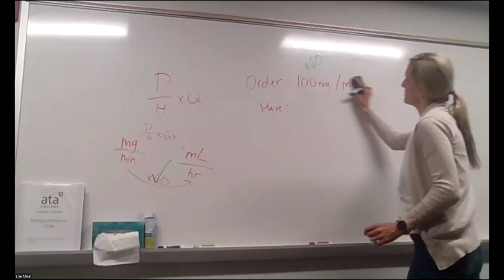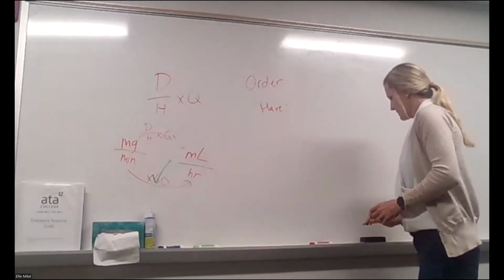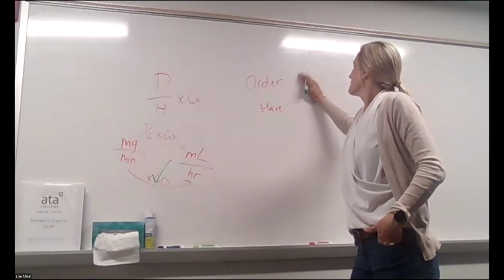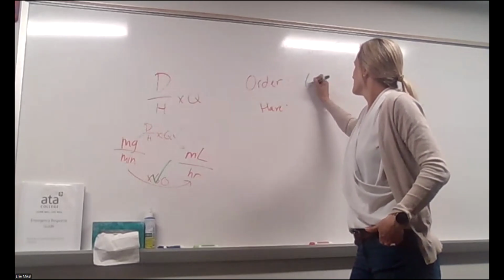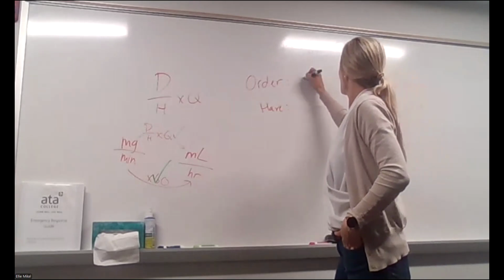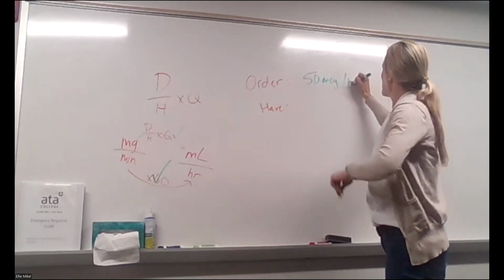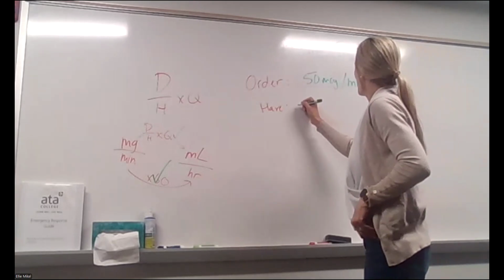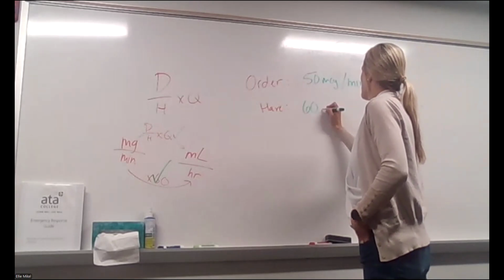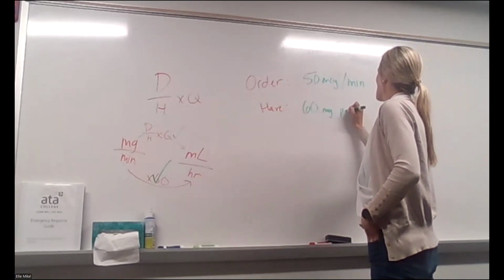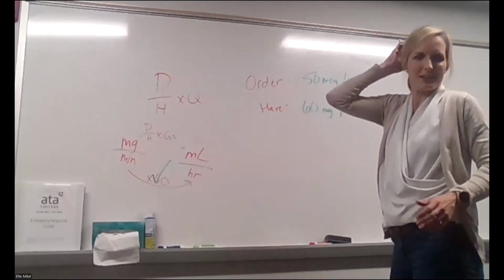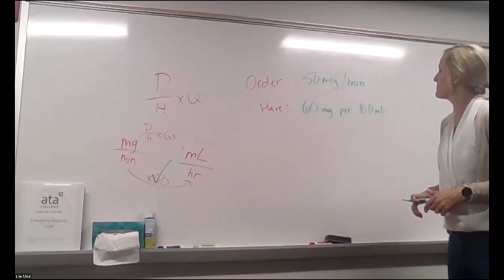So let's look at another one, but a little bit different. Let's say that a patient was ordered to take, well, let's say 50 micrograms per minute. And we have a medication that comes as, let's say, 60 milligrams per 100 milliliters. I write numbers down, don't know if it's going to work out or not. So we'll figure this out.